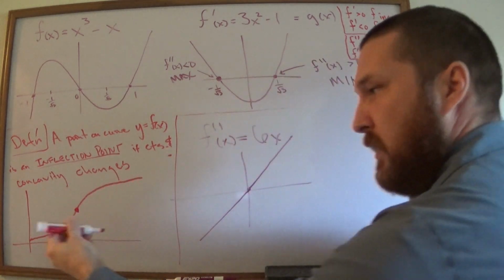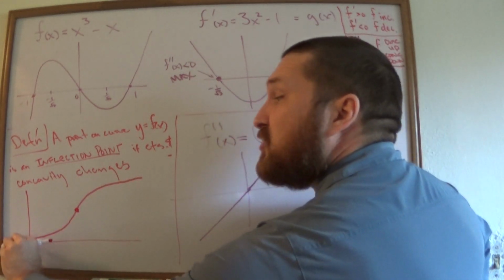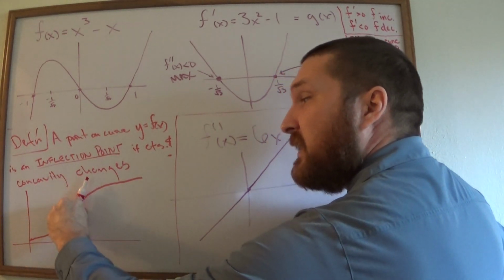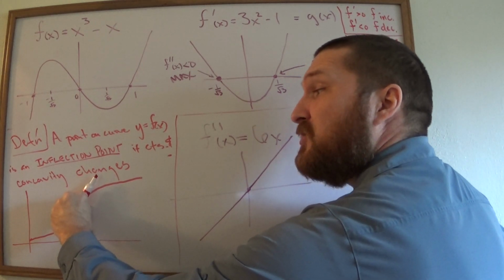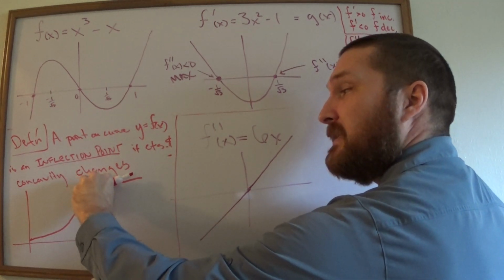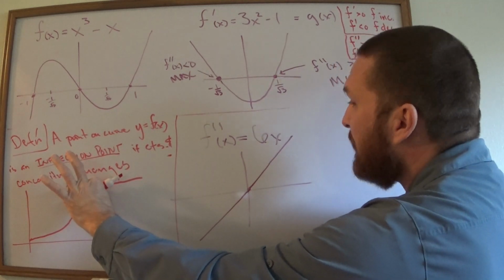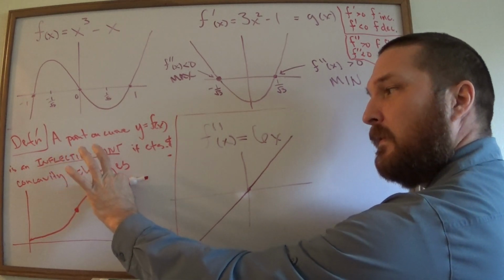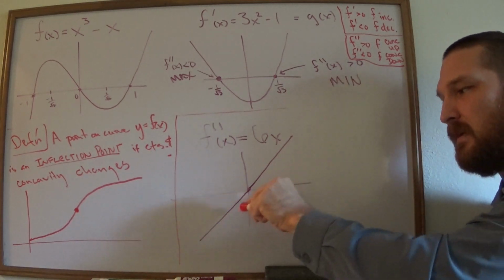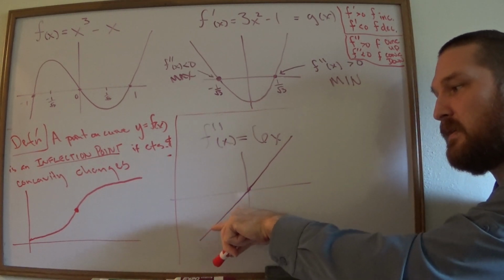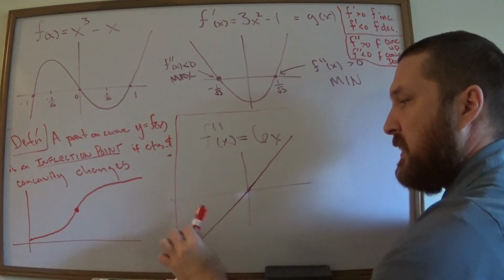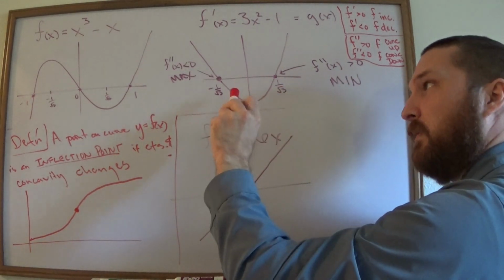The point where the slope is increasing, the slope is increasing, the slope is increasing. Oh, the slope is still positive, but it's no longer increasing. Now the slope is decreasing. The slope's still positive, but it is decreasing. Okay, you see what's going on here? Kind of the same thing here. The slope is down here. The slope is still negative, right?